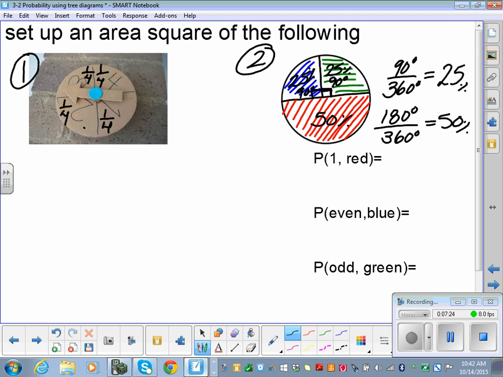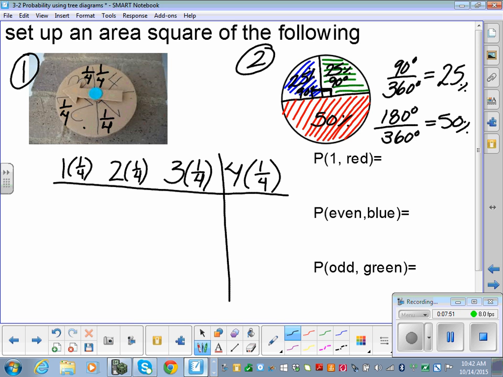So now to list your area squares. The reason we list area squares is so that we can calculate probabilities quickly. So on event one, we had a 1, a 2, a 3, or a 4, right? We could spin 1, 2, 3, or 4. And there's a 1 in 4 chance of landing on 1, 1 in 4 chance of landing on 2, 1 in 4 chance of landing on 3, and 1 in 4 chance of landing on 4. I draw my lines. I'm going to set up my area square. Questions on that? Now on event two, there was a blue and a green and a red.